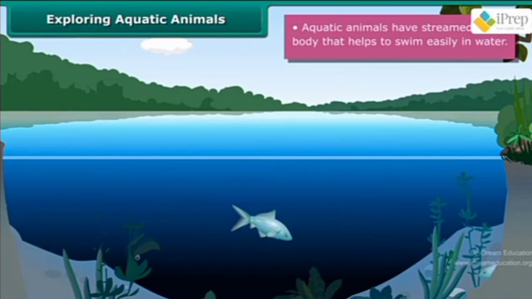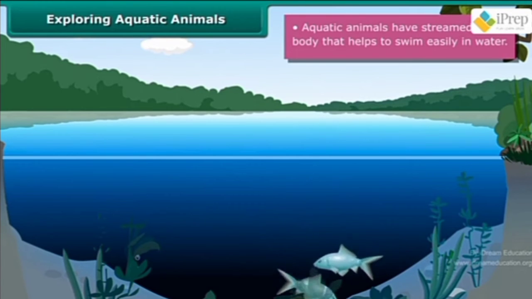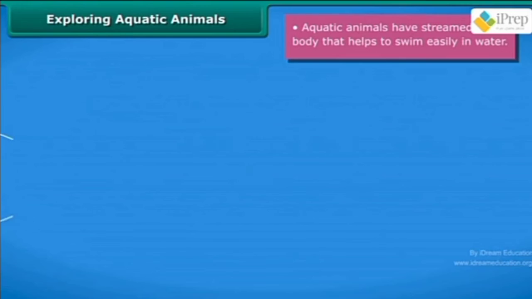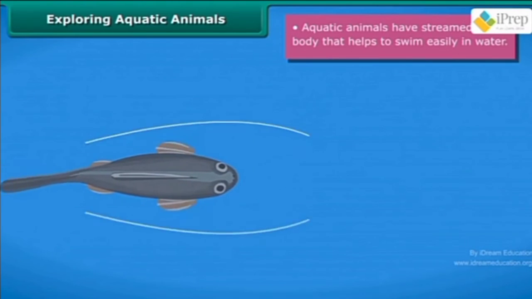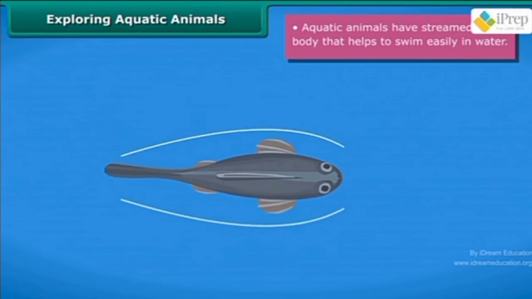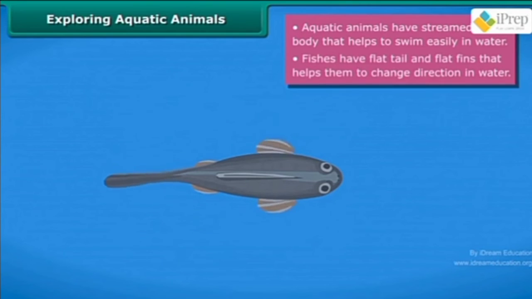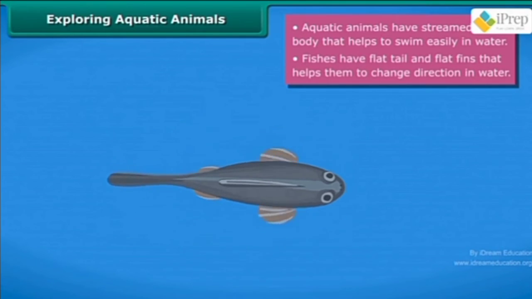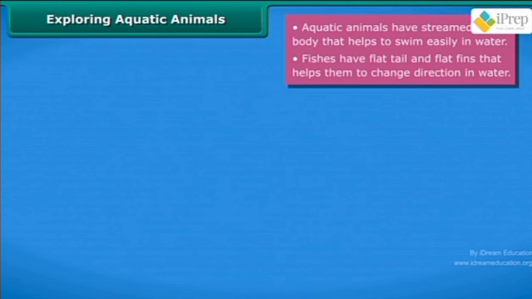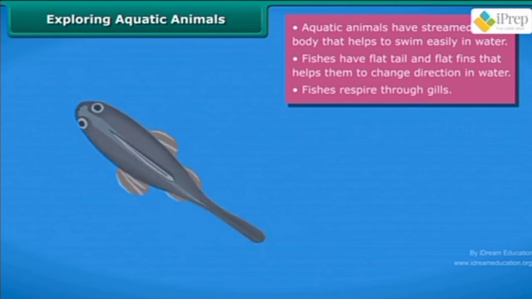Animals have special features and adaptations that help them to survive and live in aquatic habitats. Aquatic animals like fishes have a streamlined body that helps them to swim easily in water. Fishes have a flat tail and flat fins that help them to change direction in water. Fishes respire through gills.